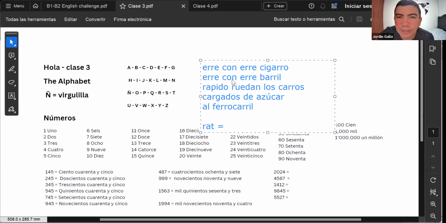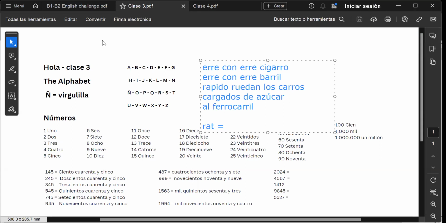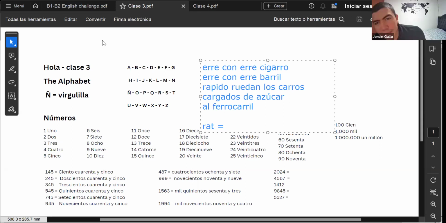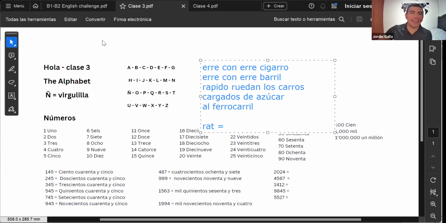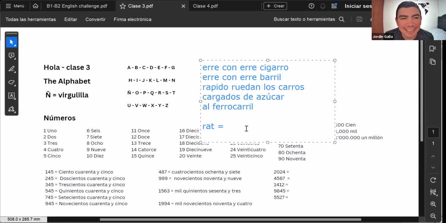So who would like to start with this tongue twister? I'll go. Okay, Jerry, go ahead. R con R cigarro. R con R barril. Rápido ruedan los carros cargados de azúcar al ferrocarril. Perfect. Very good. Very good. Who's the next? Actually, that was super good.